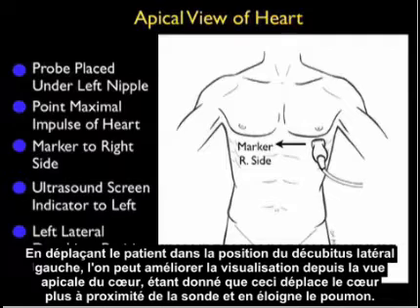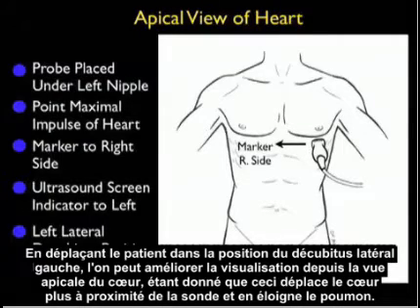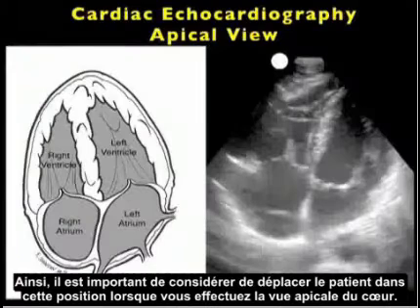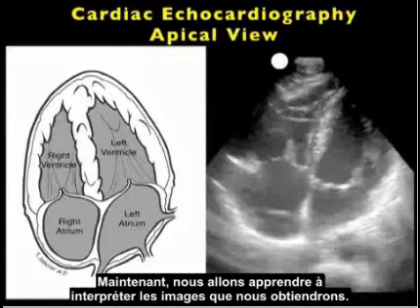Now, moving the patient into the left lateral decubitus position can improve imaging from the apical view of the heart, as it moves the heart closer to the probe and moves the lung out of the way. Thus, it's important to consider moving the patient into this position when performing the apical view of the heart. Now let's learn how to interpret the images that we'll obtain.